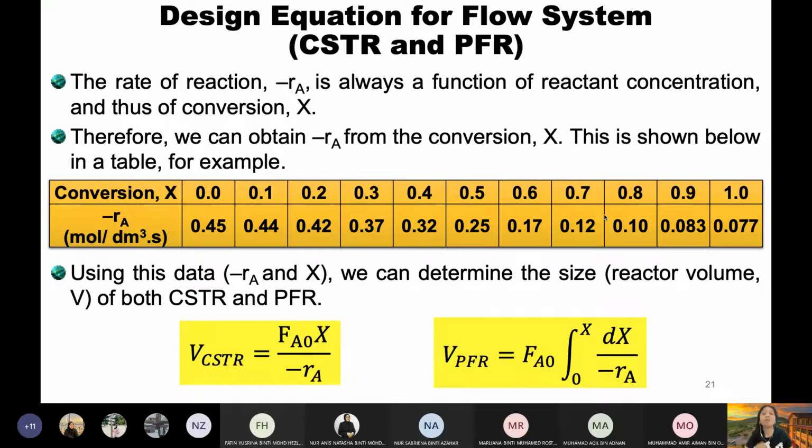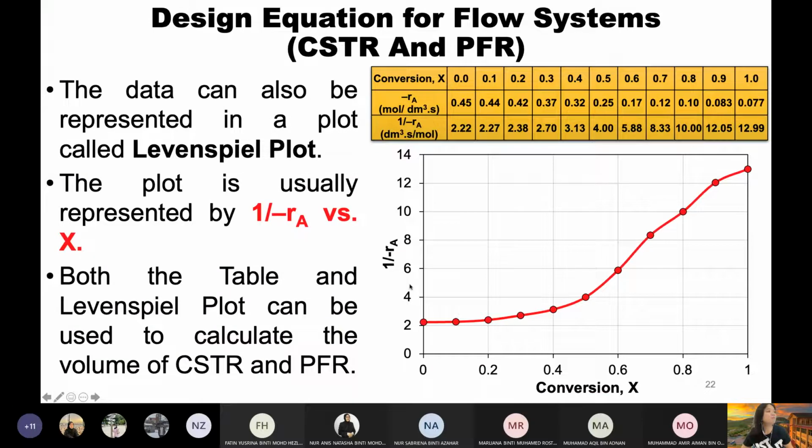Next, we learn how to determine the volume of the reactor. You already started a very basic understanding of designing the reactor by determining the reactor volume, PFR, CSTR, when you are given this table of information. Okay, the table information will be conversion and your minus RA, rate of disappearance of A, or if the information is converted into the form of Levenspiel plot.